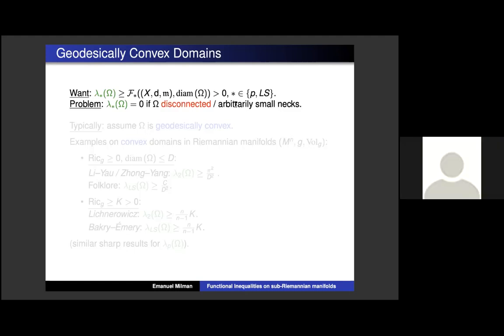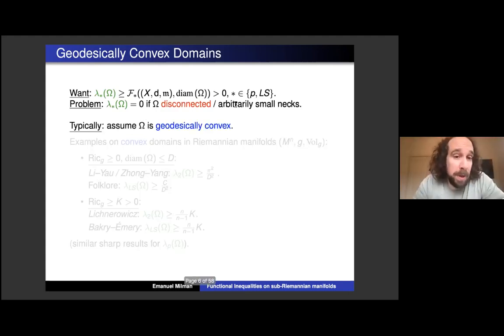And if it's connected, that's the explanation I just gave, just a piecewise constant function. Okay. So the typical assumption in the literature is indeed to assume that omega is in some sense convex, because morally speaking, convexity is exactly the property which prohibits the existence of small necks in your domain.